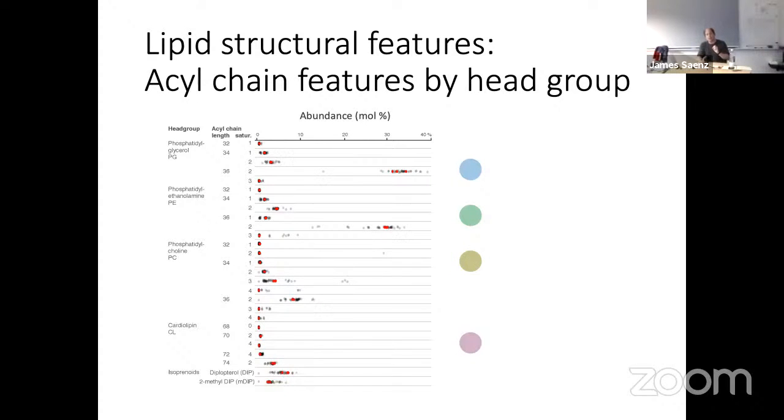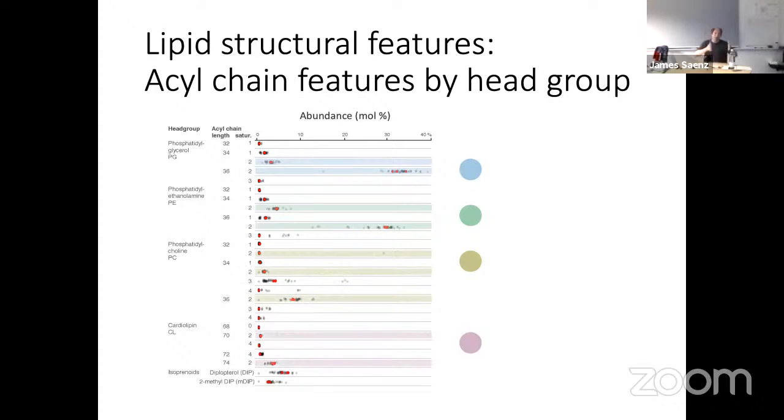Okay, another thing we can do is go a little bit more into detail. And instead of grouping things globally, we can group the acyl chain features within each head group class. So we can ask within PG, how do the relative abundances of lipids with different numbers of double bonds change? And this gives us an extra detailed perspective on what some of the patterns might be that the cell is using to adjust its lipidome.